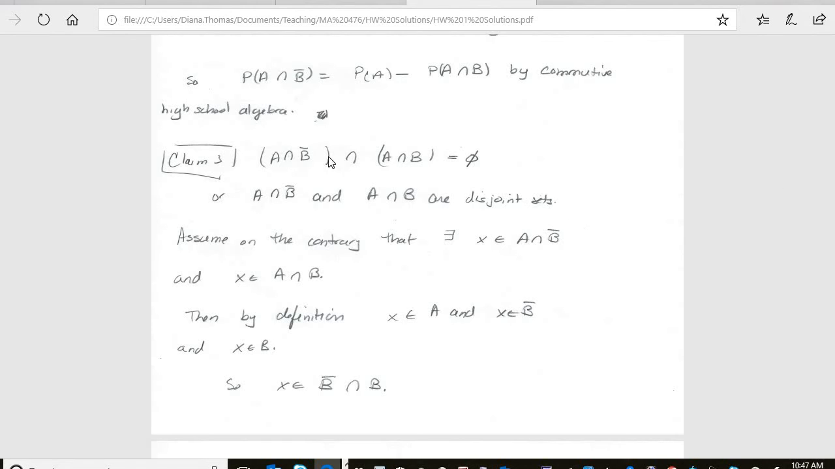So I started out saying, assume that it isn't empty, then there's something in there. Then there's something in both of them. If there's something in both of them, then by definition of intersection, it's in B and B complement. But you can't have it in both. That's impossible.